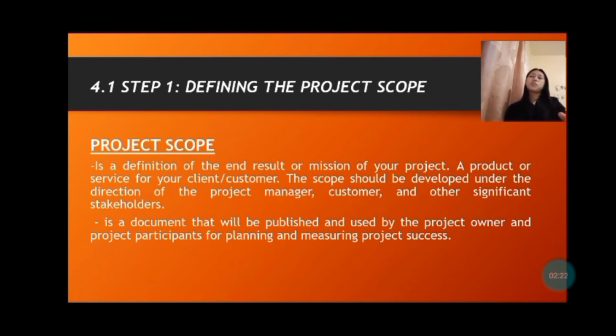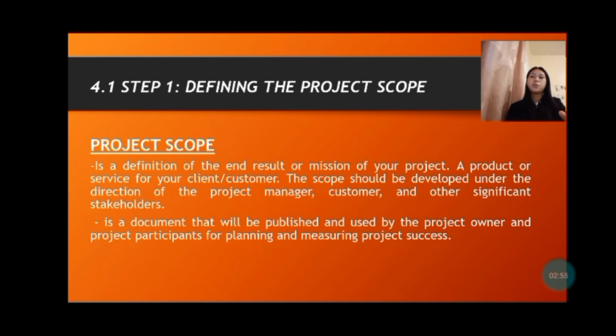For example, for a project scope, the deliverables in the early stage might be specification. For the second stage, a prototype for production. For the third, sufficient quality to introduce to market. And finally, the market production and training. And also, project scope is a document that will be published and used by the project owner and project participants for planning and measuring project success.